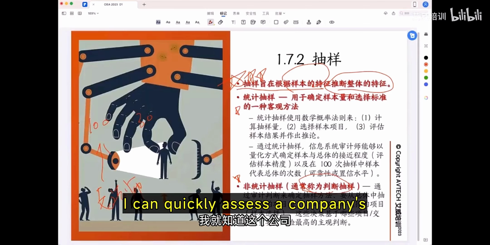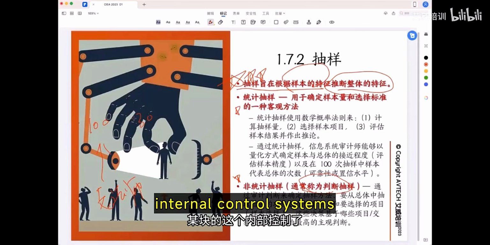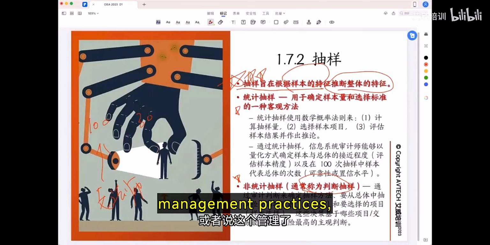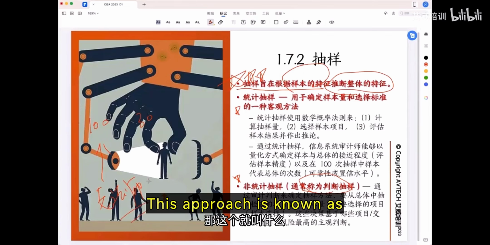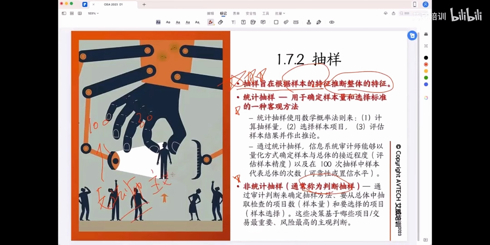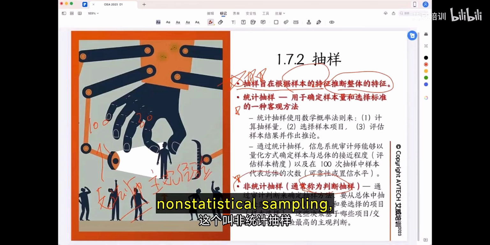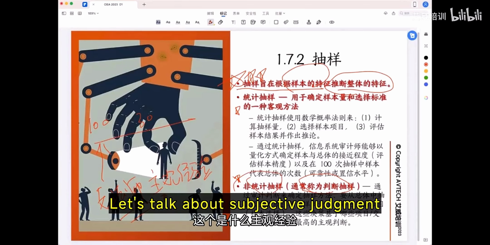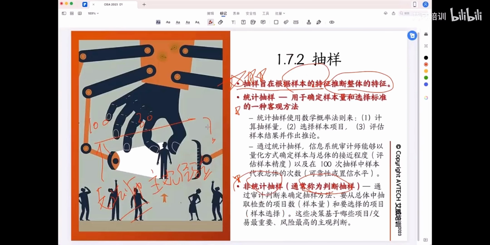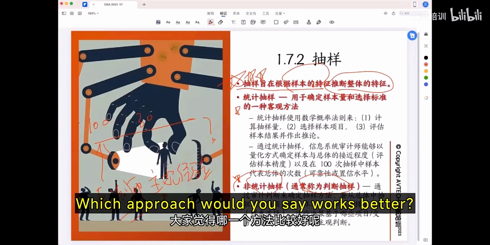Just by looking, I can quickly assess a company's internal control systems, management practices, operational procedures, and identify potential process deficiencies. This approach is known as professional judgment-based. Non-statistical sampling, or judgmental sampling. Indeed, this method uses quantitative metrics. Let's talk about subjective judgment. Here's the question. Which approach would you say works better?